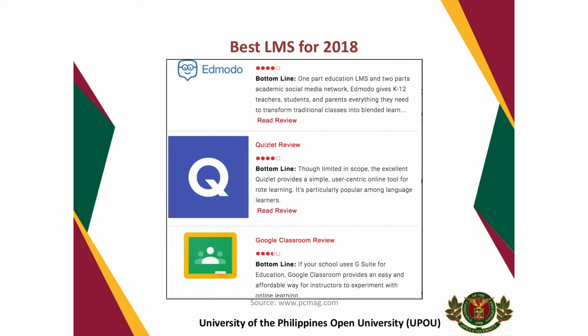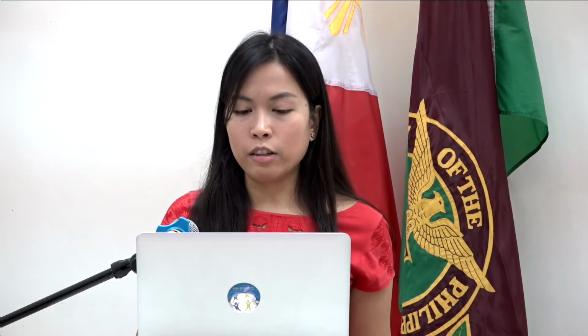And then the Google Classroom, you see that it has a 3.5 rating compared to the others. I think because this was in 2018, and since then Google Classroom has actually improved a lot. It's recommended if your school uses G Suite for Education, and it's affordable for instructors to experiment with an online learning classroom.